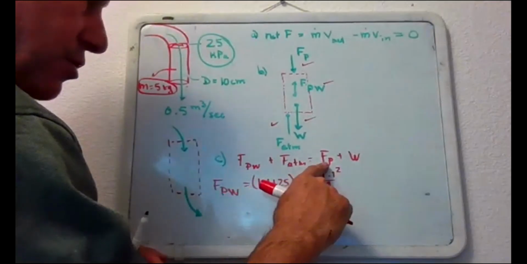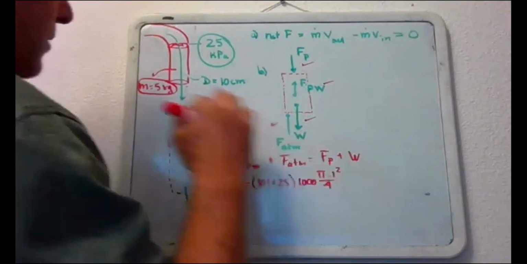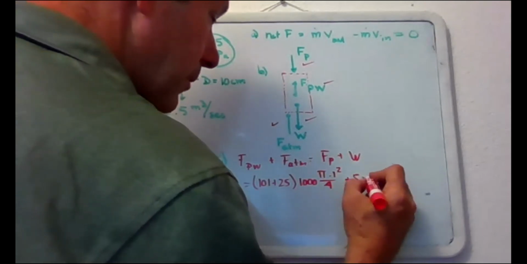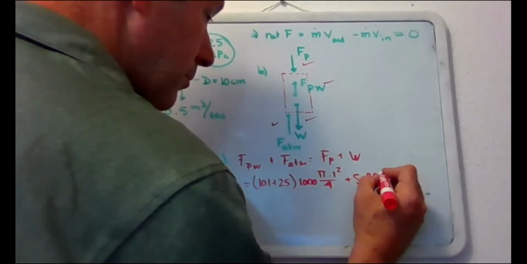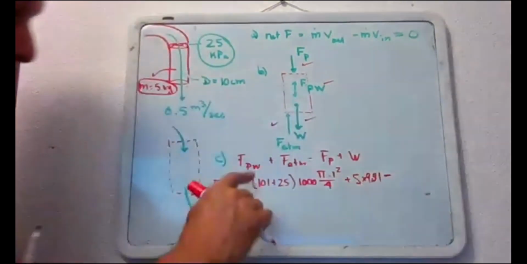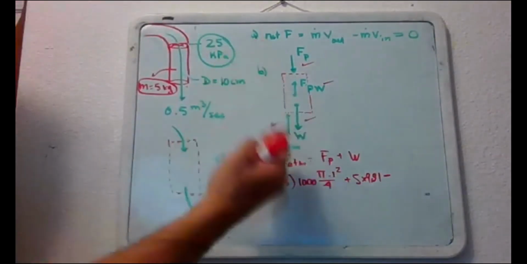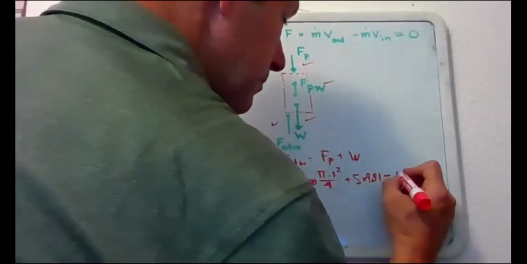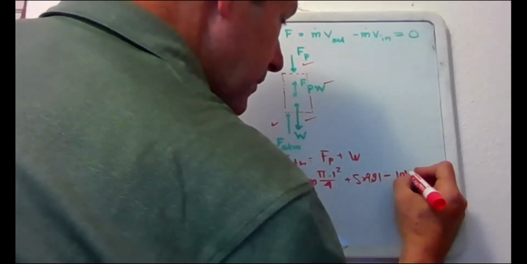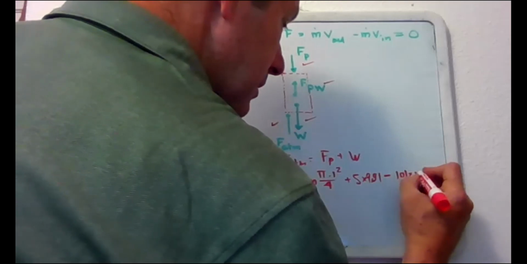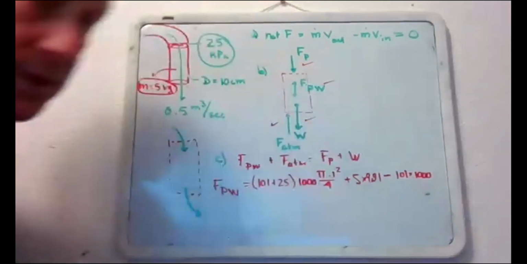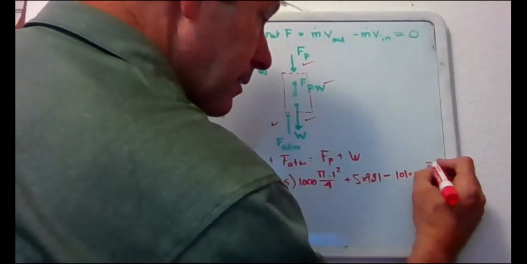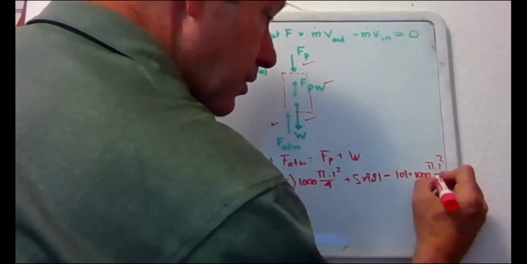Now I've got this term over here. I've got the weight, which would be mass times gravity, so 5 times 9.81. And then minus, this atmosphere actually does provide some support to the water. So that would be 101 times 1,000. I'm sorry, my writing gets a little bit small, but I think you can see what's going on. And then I would multiply it by pi times 0.1 squared over 4.